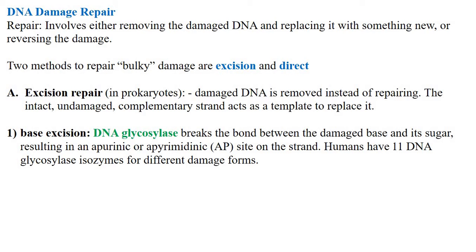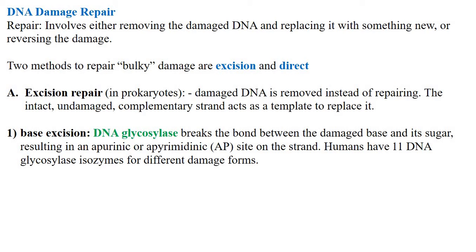In base excision, think about it, when we say base, that means just one part of your nucleotide. A nucleotide consists of three different parts: a sugar, a deoxyribose, a phosphate, up to 3 phosphates, and a base. It could be adenine, guanine, cytosine, or thymine. When we're talking about base excision, we're talking about the base being damaged and needing to be repaired.